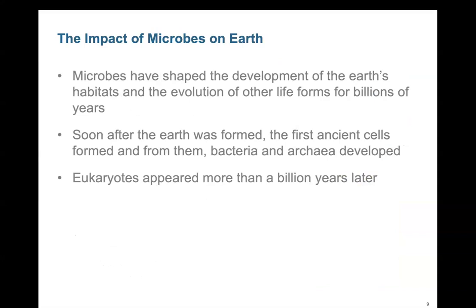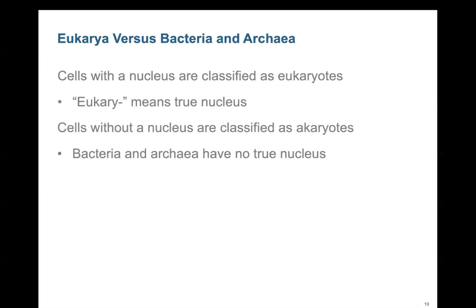Soon after the Earth was formed, the first ancient cells formed, and slowly we start to see bacteria and archaea develop. About a billion years after the first cells started to appear, those bacterial cells, we started to see some eukaryotic cells start to pop up. And that brings us to the eukaryotic cell, which is something that you guys probably have studied extensively, if not in your prior education, then here with Gen Bio courses.